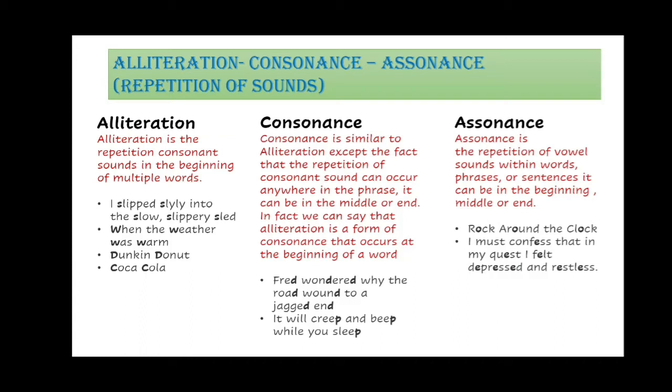Assonance is the repetition of vowel sound, while in alliteration and consonance, consonant sound is repeated. In assonance, vowel sound is repeated in words, phrases or sentences, and it can be in the beginning, middle or end. It can be anywhere in the sentence. Rock around the clock, the O sound is repeated. I must confess that in my quest I felt depressed and restless. Here the E sound is repeated.